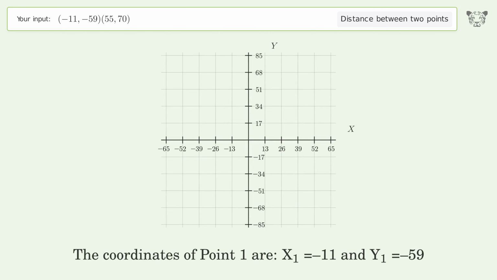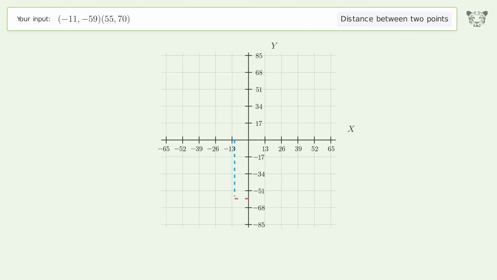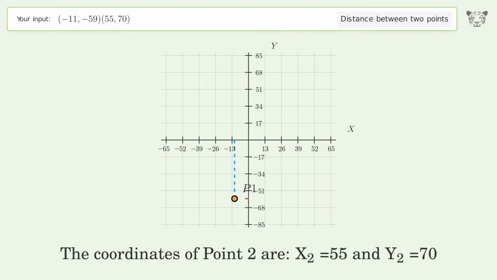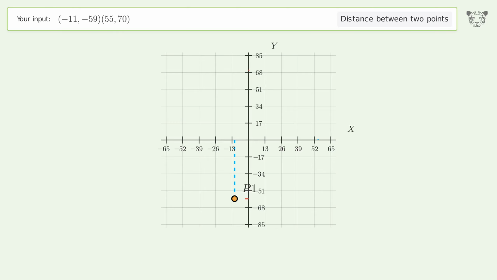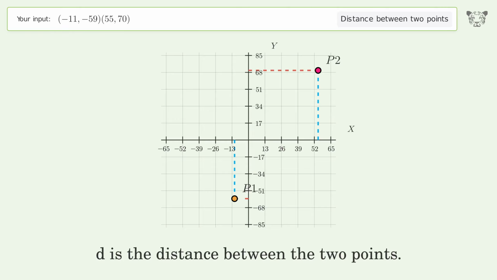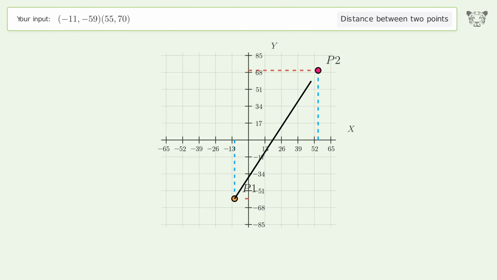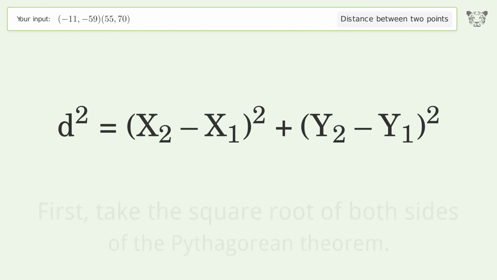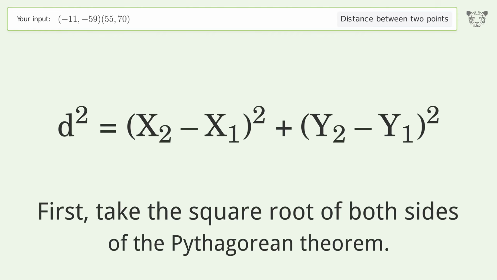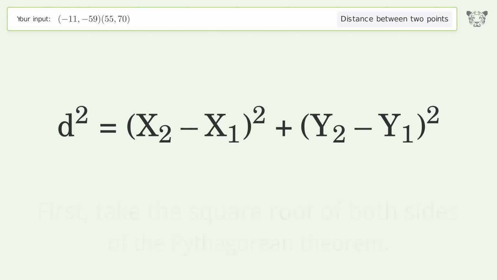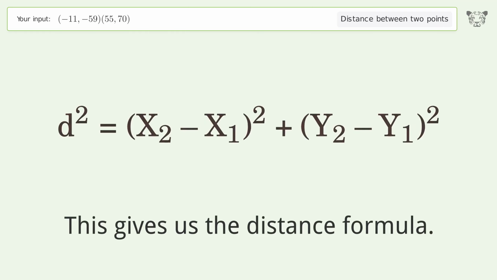The coordinates of point 1 are x1 equals -11 and y1 equals -59. The coordinates of point 2 are x2 equals 55 and y2 equals 70. D is the distance between the 2 points. First, take the square root of both sides of the Pythagorean theorem. This gives us the distance formula.